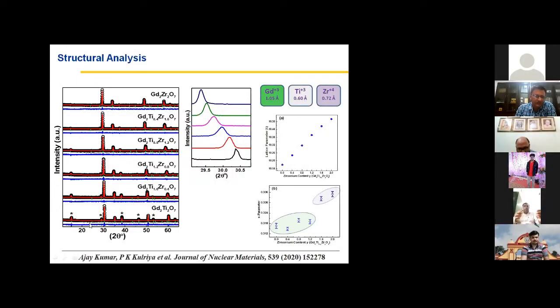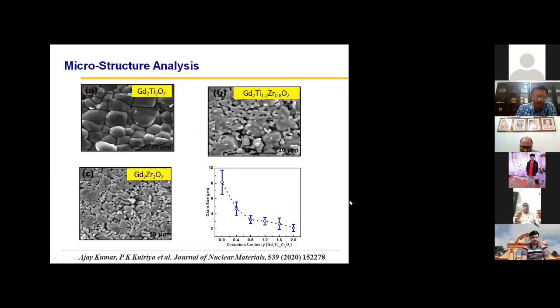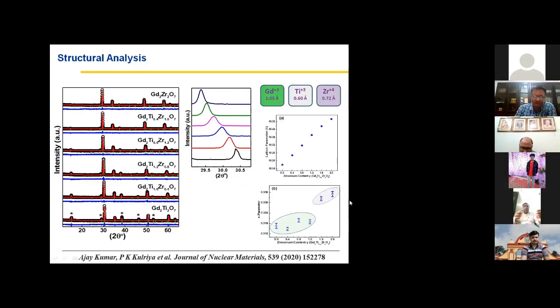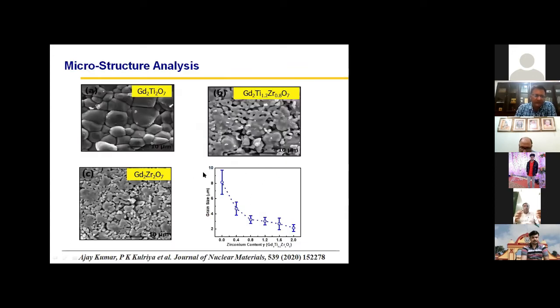In addition to that, we have also done refinement of this data using Rietveld refinement, and from there we calculated this x parameter, the 48f oxygen parameter, and we have seen it is increasing linearly, and there is a sudden jump if I change zirconium from 1.2 to 1.6. So what would be the reason for that, and is that important for us? That you will see. After that, we also did scanning electron microscopy studies on these samples.